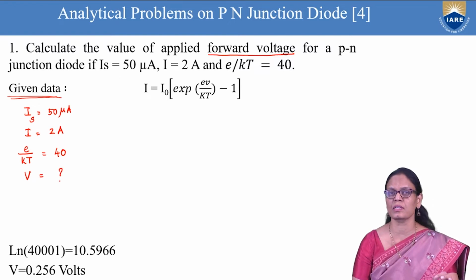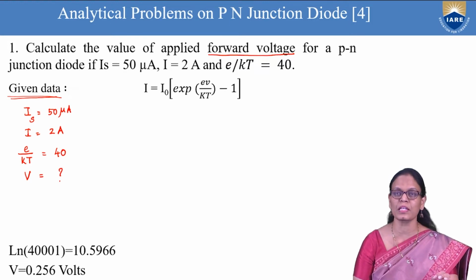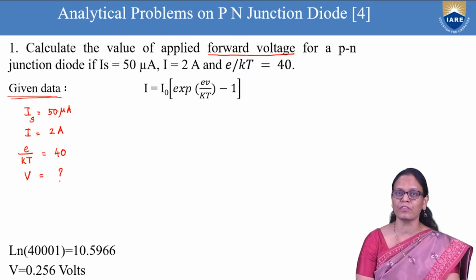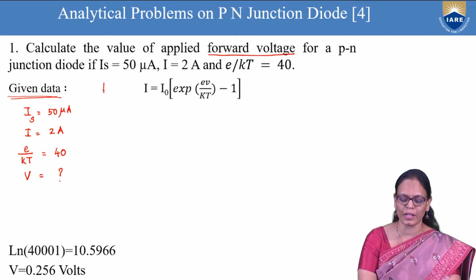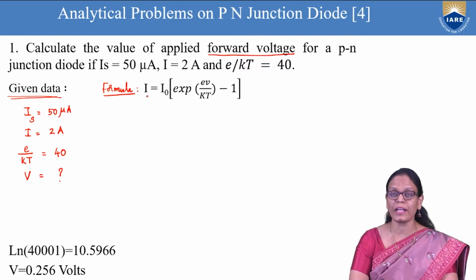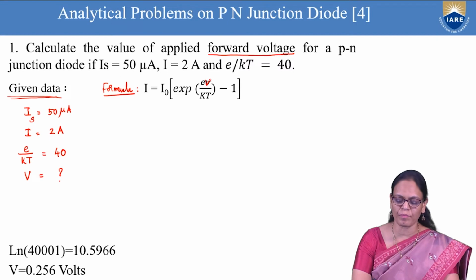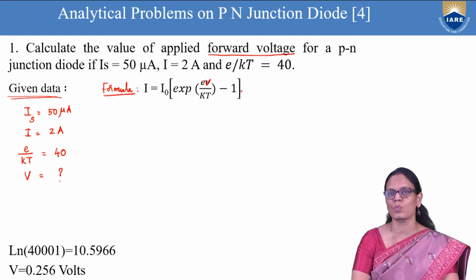This is the first step. Whenever we are doing an analytical problem, the first thing is to identify the data given. So we have identified the data given and what we have to find. Next comes the formula. What is the formula that we are going to use to do the numerical? So I is equal to I naught exponential EV by kT minus 1.